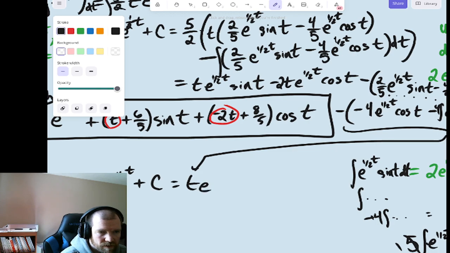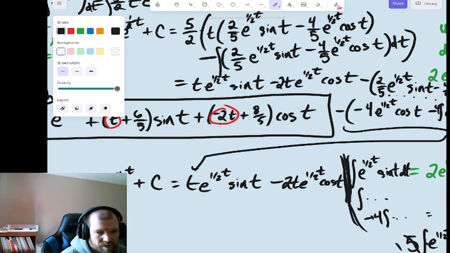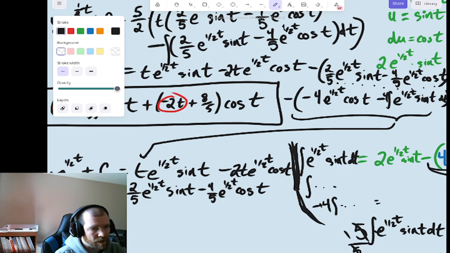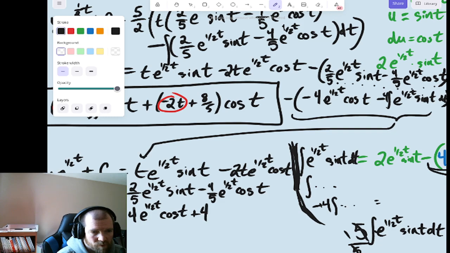So t e to the 1/2 t sine of t minus 2t e to the 1/2 t cosine of t, minus 2/5 e to the 1/2 t sine of t, minus 4/5 e to the 1/2 t cosine of t, plus 4e to the 1/2 t cosine of t, plus 4 parentheses, that thing we just did, 2/5 e to the 1/2 t sine of t minus 4/5 e to the 1/2 t cosine of t.